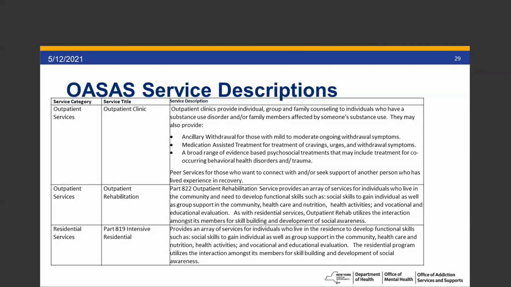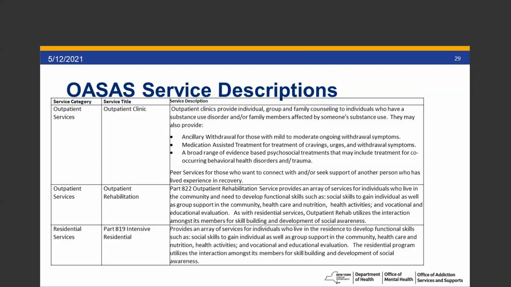So that we can address not just the person who has a substance use disorder, but also the family members that have been affected by it. Other services that can be provided would be ancillary withdrawal. This is for people who are in mild to moderate ongoing withdrawal. Medication-assisted treatment is, again, a heavy focus. And then we do look at a variety of psychosocial services that we're looking to provide to these people to help them build up their recovery skills and maintain recovery.